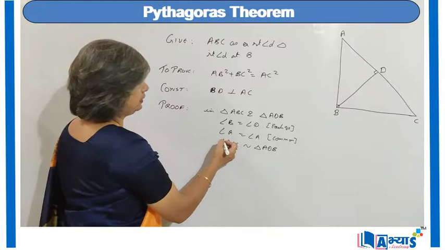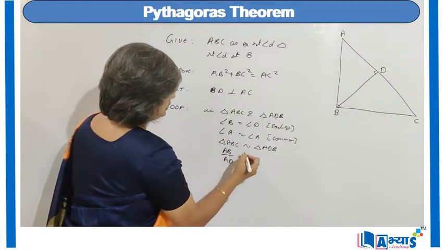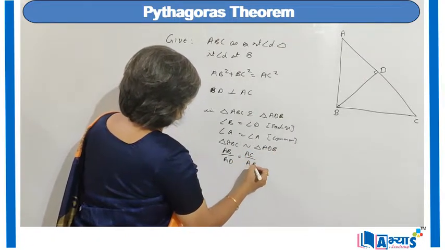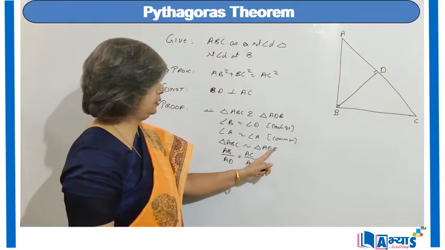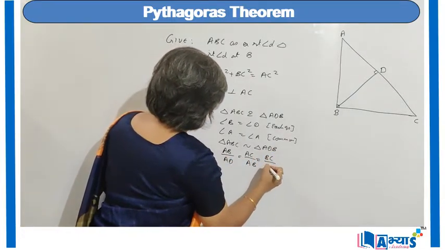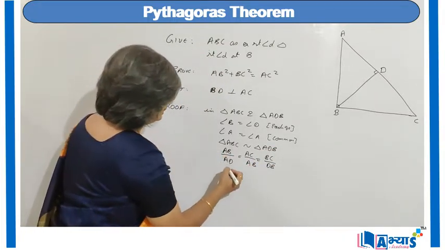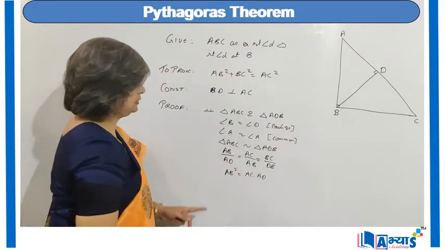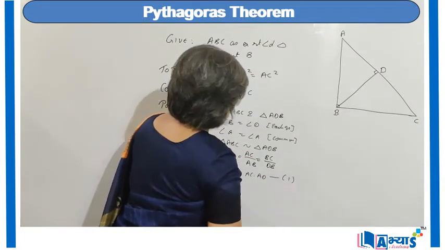From the similarity we can write the ratio of the corresponding sides. So AB upon AD is equal to AC upon AB, that is equal to BC upon DB. Using the first and the second equality, we can see that AB square is equal to AC into AD. Let us mark it as equation 1.